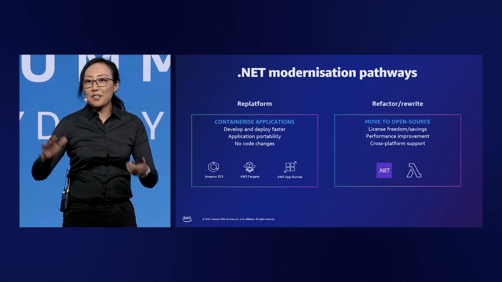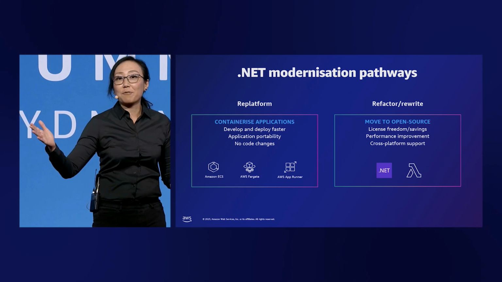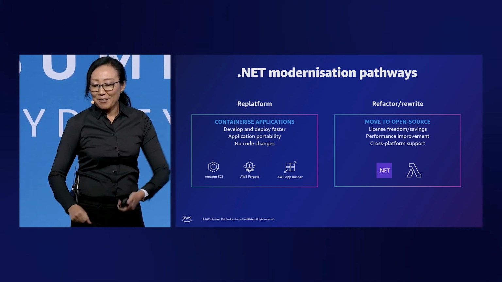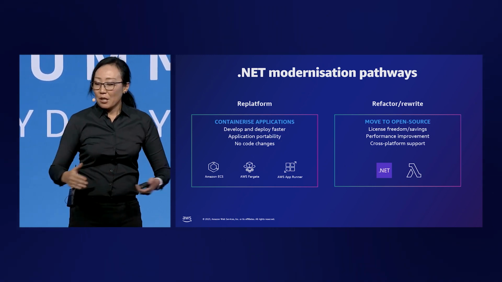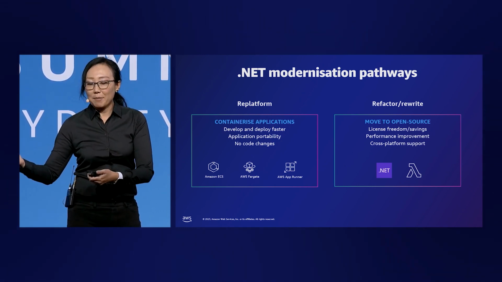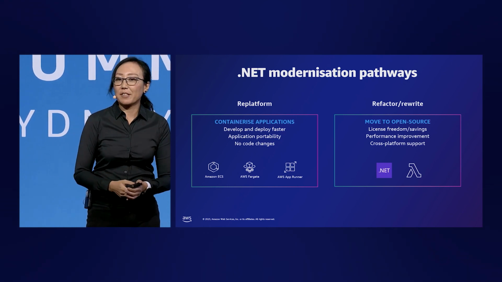So what are the options that you can take in order to modernize your .NET workloads? Now, there are 3 destinations. You can re-platform with containers or refactor with AWS Lambda. So let's dive into each of these options.